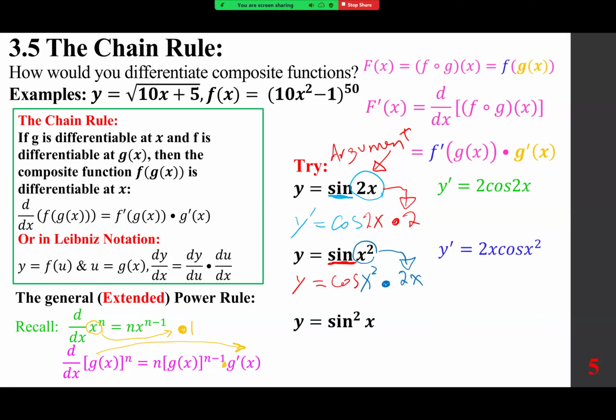The last one, if it helps, you can rewrite it as sine x to the second power. And now we use the extended power rule, and we write y prime is n, which is 2, g of x, which is sine x, to the power of n, which is 2, minus 1, times the derivative of g of x, which is sine x, and its derivative becomes cosine x. So we have 2 sine x, cosine x. This should help us understand the chain rule better.